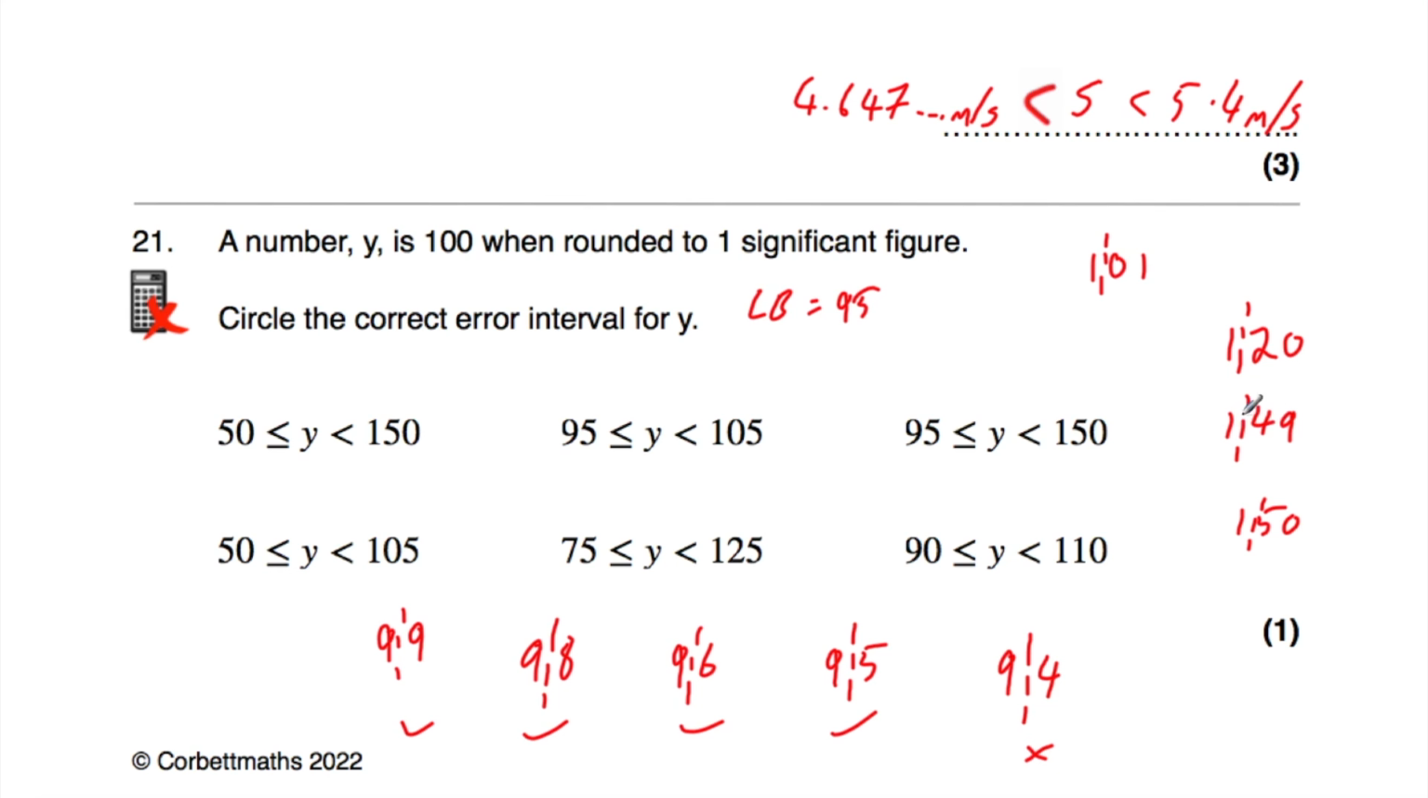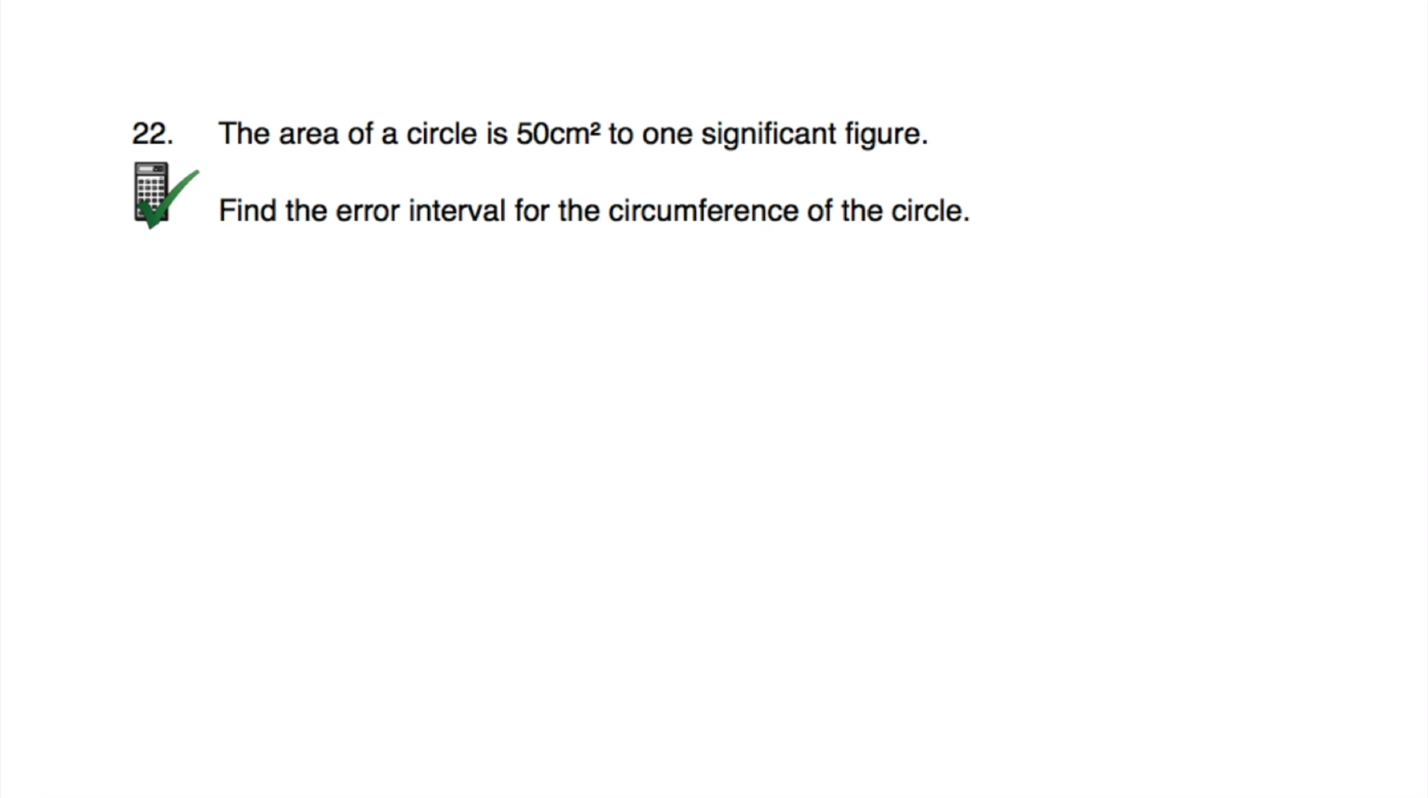If you had a 149, if you round that to one significant figure, that would be 100. So that means that the lower bound would be 95, but the upper bound would be equal to 150. So for y, it could be any number that is bigger than or equal to 95, but anything that's up to, but not including 150. So the error interval for y would be this one. And that's it. Okay, let's have a look at our next question.